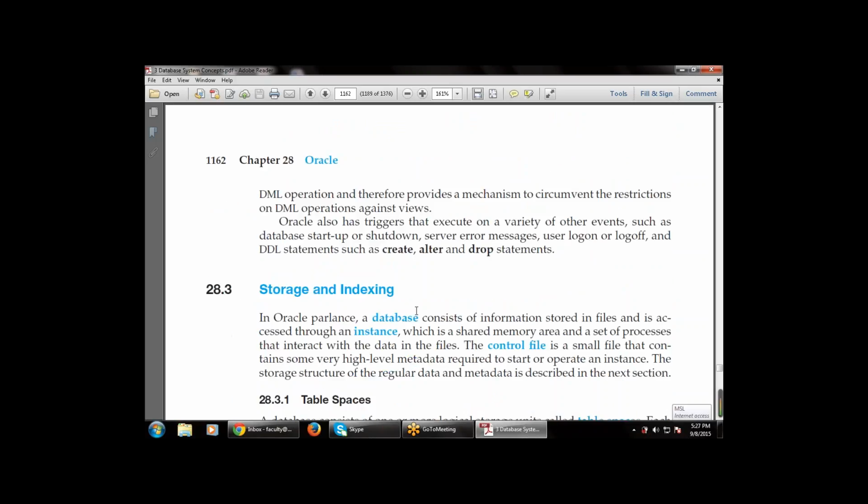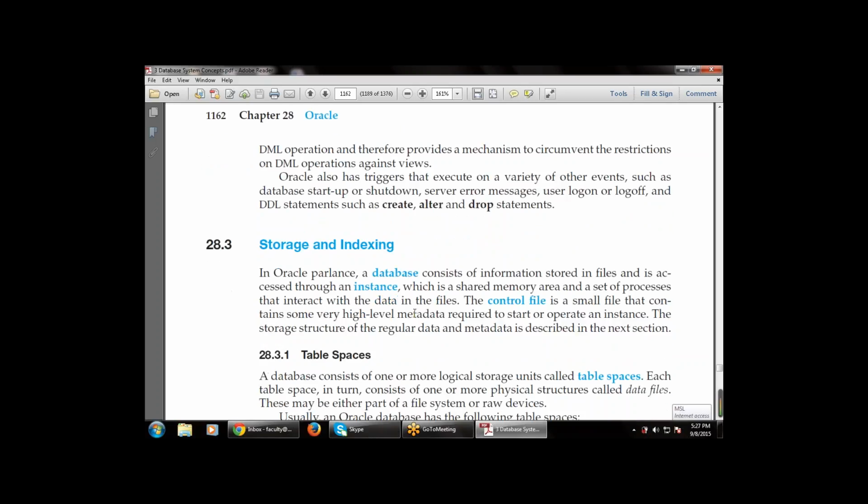Then the storage and the indexing, that is how to store the data, and there are multiple techniques to store the data. The index will be created, with a reference to the index maintained in the index structure. So one is the storage, and one is the indexing that is used.